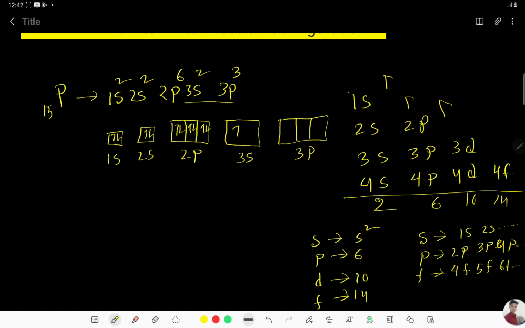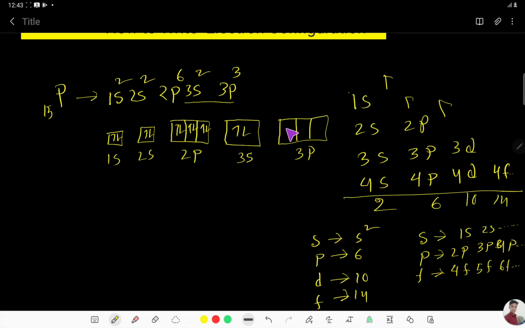For 3s we have 2, but for 3p, look, we have 3 electrons. But if I place these 3 electrons like this, it will be wrong, right? Because you know that electrons repel one another. So at first, since this 3p subshell has 3 orbitals, which are called degenerate orbitals, that is, the energy of these 3 orbitals is the same. These are the degenerate orbitals.